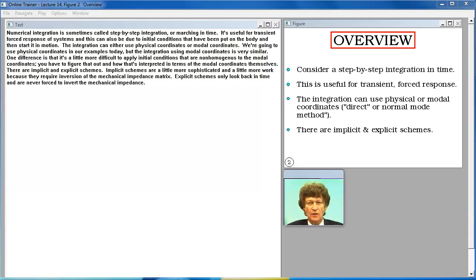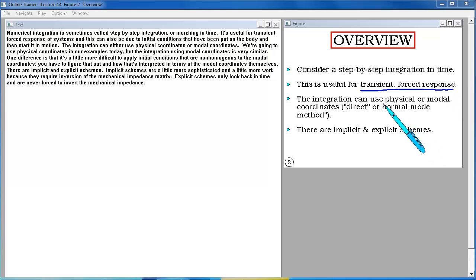Numerical integration is sometimes called step-by-step integration or marching in time. It's useful for transient forced response of systems, and this can also be due to initial conditions that have been put on the body and then started in motion. The integration can either use physical coordinates or modal coordinates. We're going to use physical coordinates in our examples today, but the integration using modal coordinates is very similar.